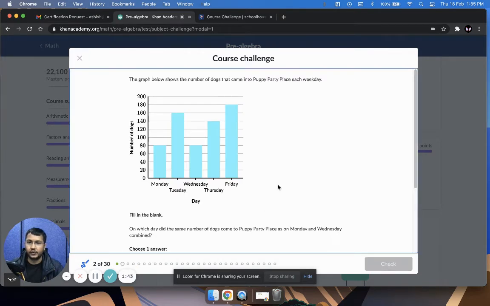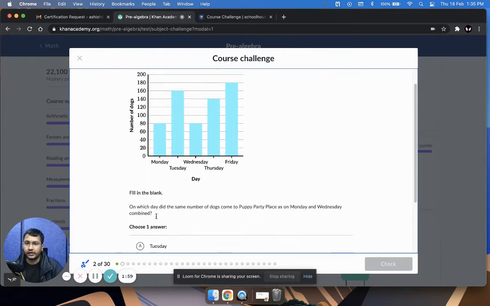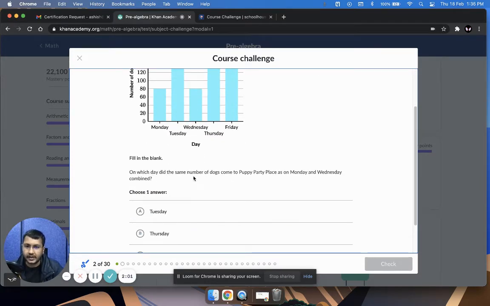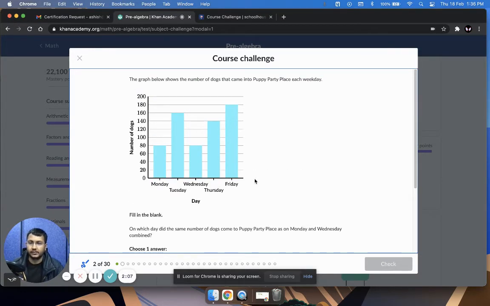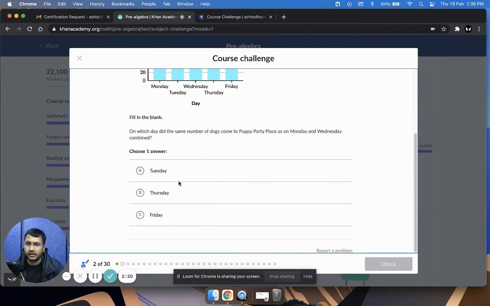Okay, let's do more. The graph below shows the number of dogs that came into Puppy Party Place each weekday. So we have a bar chart: Monday, Tuesday, Wednesday, Thursday, Friday, and number of dogs. I think Friday had the highest, and Monday and Wednesday had the lowest number of dogs. Fill in the blanks: on which day did the same number of dogs come to Puppy Party Place as on Monday and Wednesday combined? Awesome. So not Monday, not Wednesday, but Monday and Wednesday combined. Let's see how many we have for Monday. We have 80. Wednesday, 80. 80 plus 80 is 160. So I'm going to find which day corresponds to 160. I think it's Tuesday. That's going to be my answer.